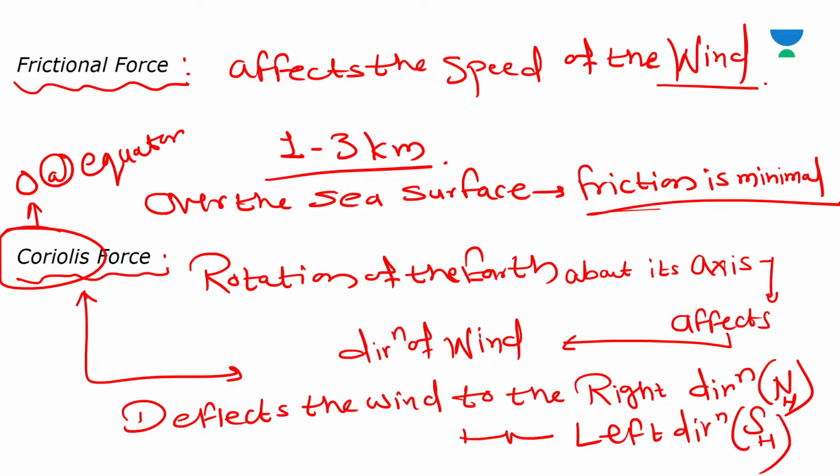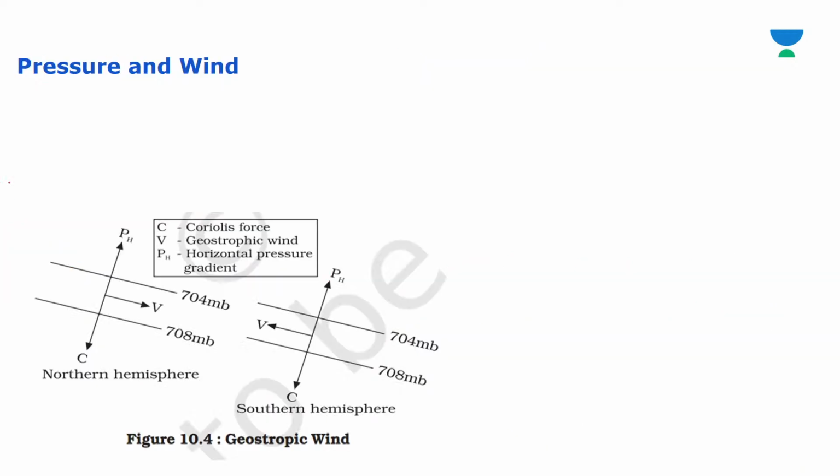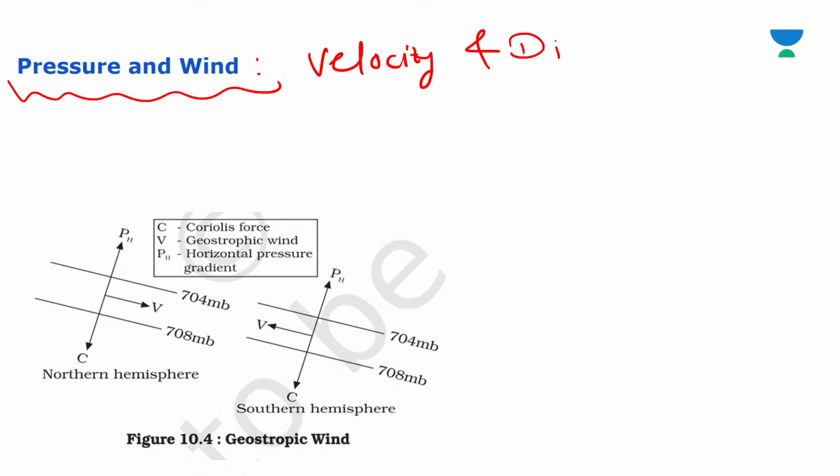Now, let's discuss pressure and wind. So friends, the velocity and direction of the wind are the net result of the wind generating forces.